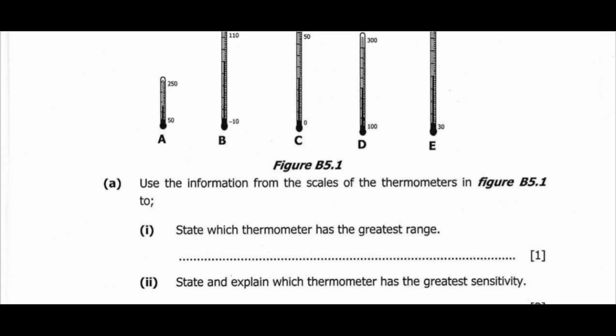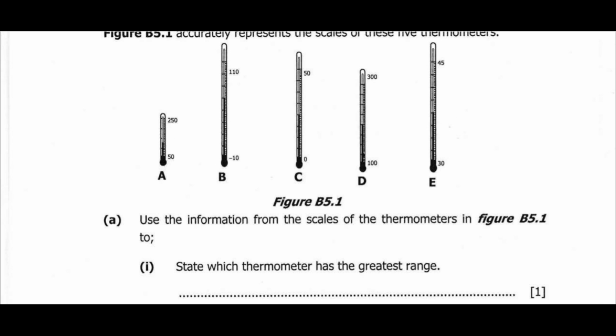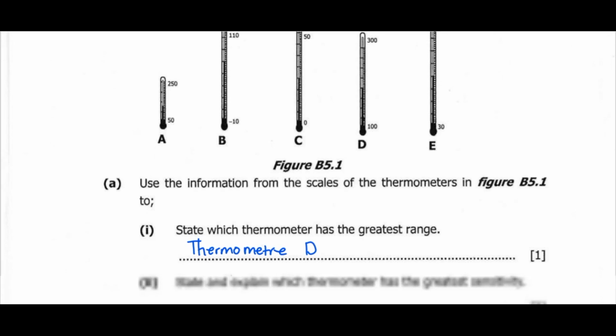Okay, now let's look at the question. Use the information from the scales of the thermometers in figure B5.1. 1. State which thermometer has the greatest range. So the thermometer with the greatest range is thermometer D. Why? Because it can measure temperature up to 300. So that is the answer.